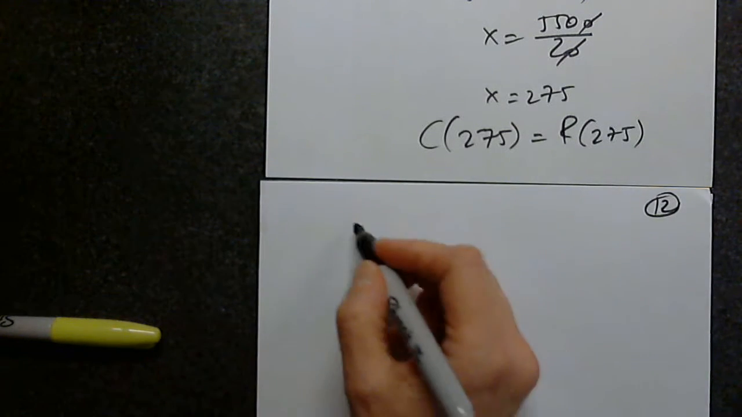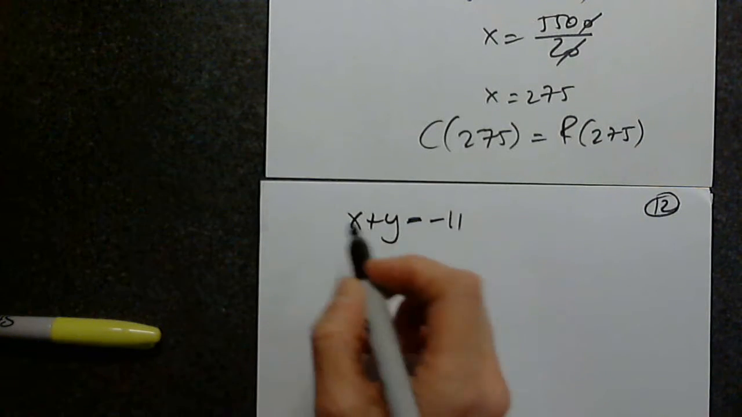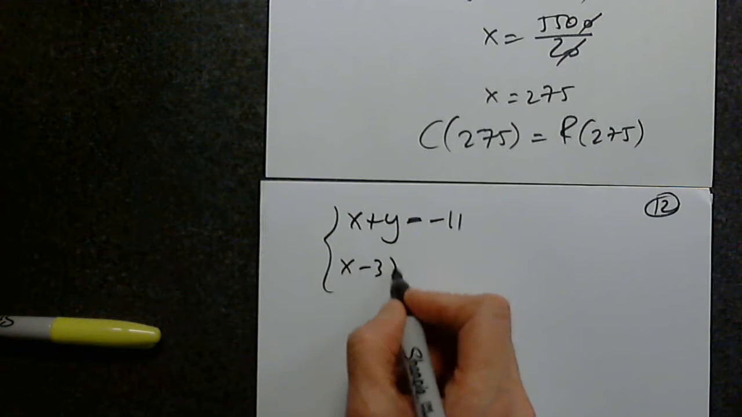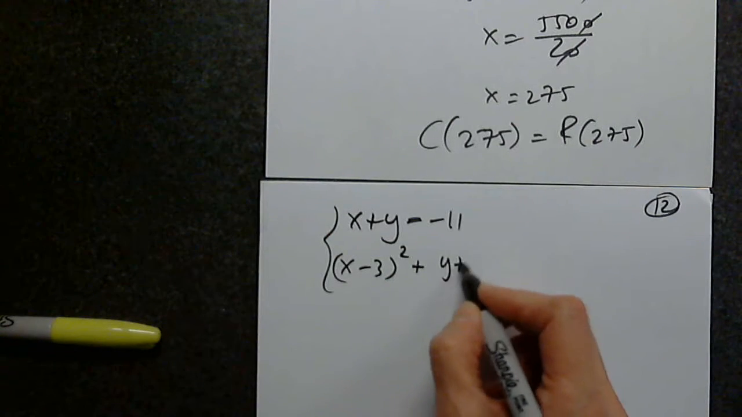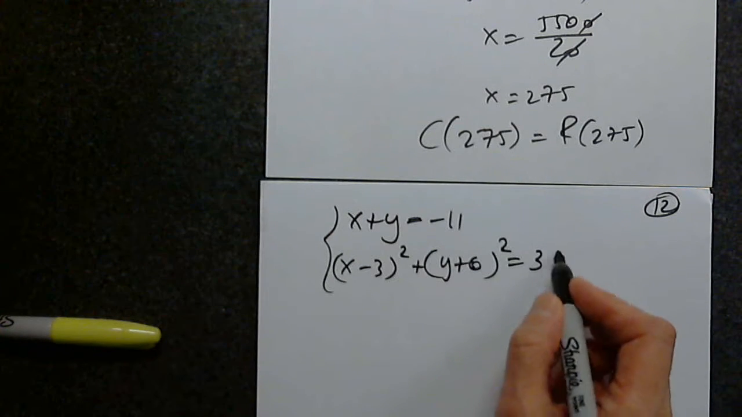In number 20, we have x plus y equals negative 11. And we have x minus 3 squared plus y plus 6 squared equals 34.